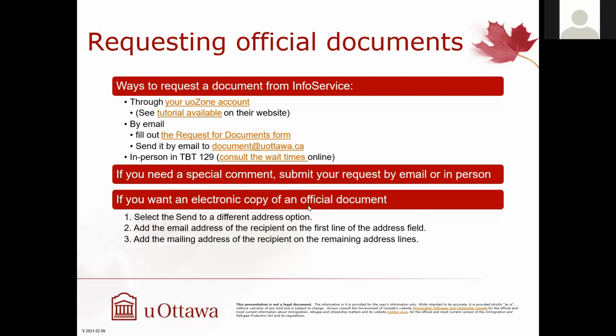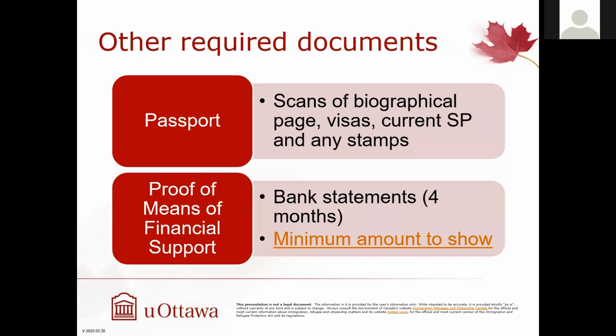If you want an electronic copy of an official document, normally official documents are always given as paper copies, and usually they're mailed, or you can pick them up in person, again, at InfoService in Tabaret. But there is also a way to request an electronic copy. We're giving you the steps here. You basically just need to put your email address instead of the physical address. That will allow InfoService to email you a scanned copy of the document, instead of sending it by regular mail. Okay, so that is for requesting official documents.